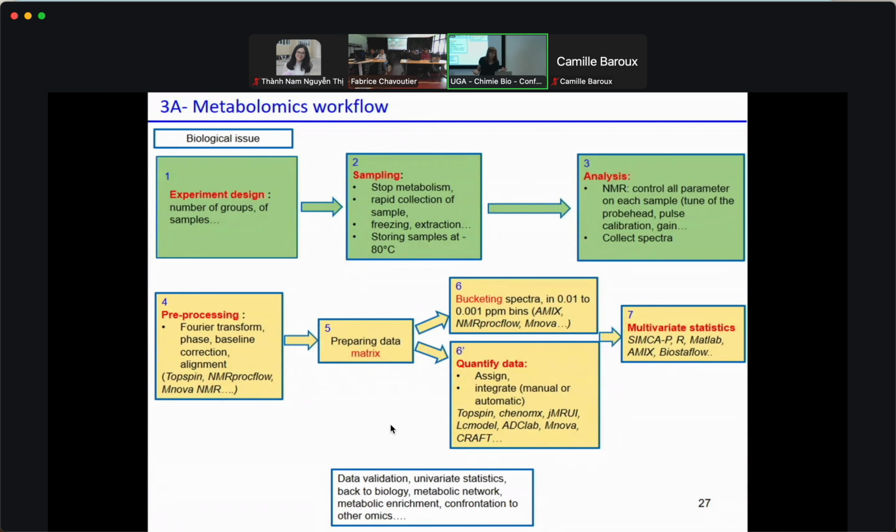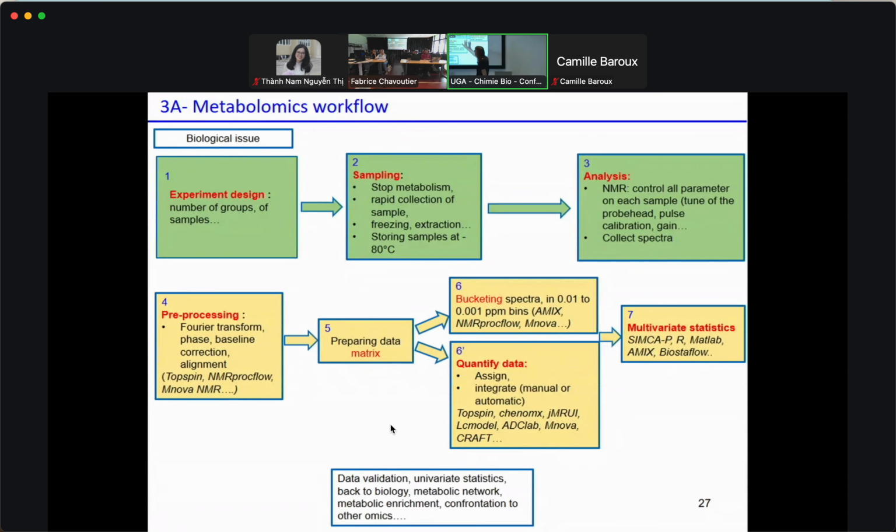If you do NMR during your internship, maybe you will use this kind of information. What is the main difference between NMR and mass spectrometry? I will explain that later to show you the basics of these two analytical methods.